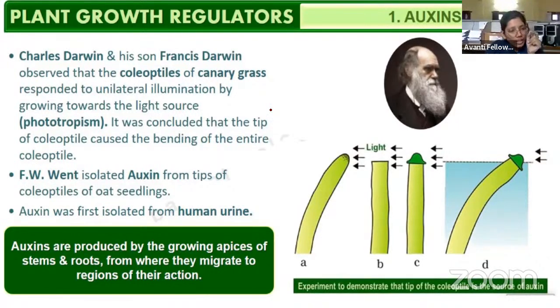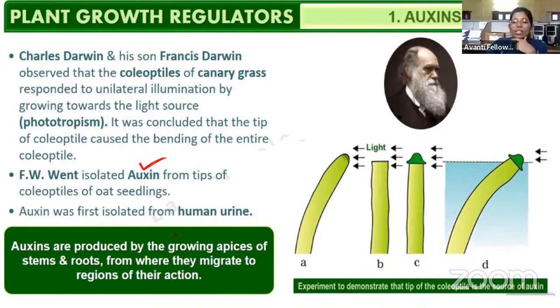Then they understood there is something in the tip which is helping the growth of a plant, and that is the auxin. Later they understood. Who did this? Charles Darwin and Francis Darwin. So later comes F.W. Went, who isolated this auxin.